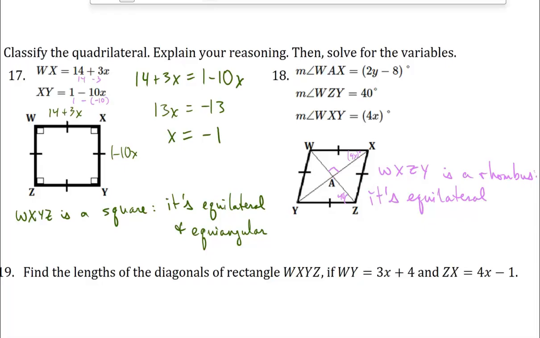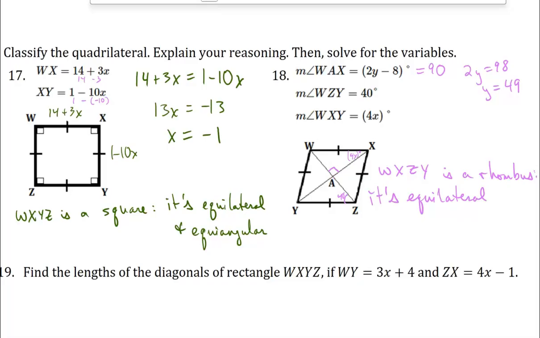First of all, I'm going to start with this one. I know that WAX is equal to 90 degrees, so I can set this equal. I'm going to add 8, so 2y equals 98, so y is equal to half of 100 would be 50, minus 1 is 49. So y is 49, okay?